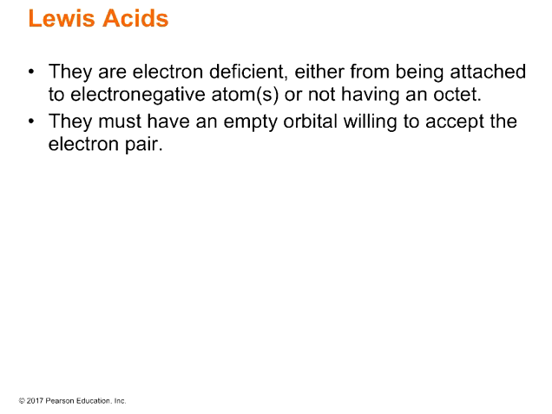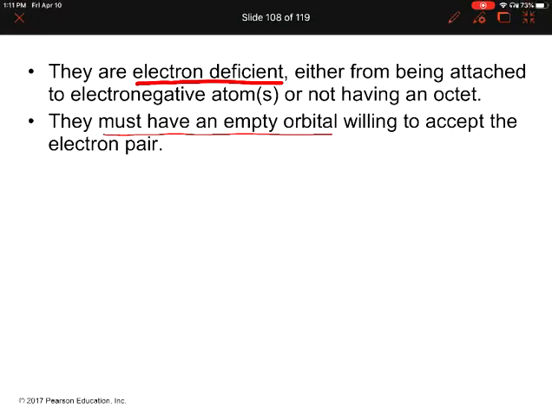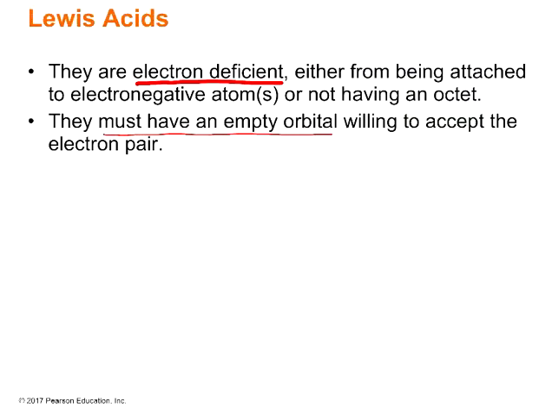So let's start with Lewis acids. Lewis acids will be electron deficient, either from being attached to electronegative atoms, which are pulling electron density away, or from not having an octet. So Lewis acids must have an empty orbital willing to accept the electron pair from the base. Let's go over some examples of Lewis acids.